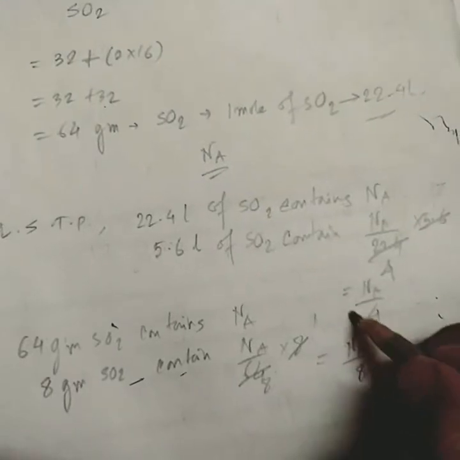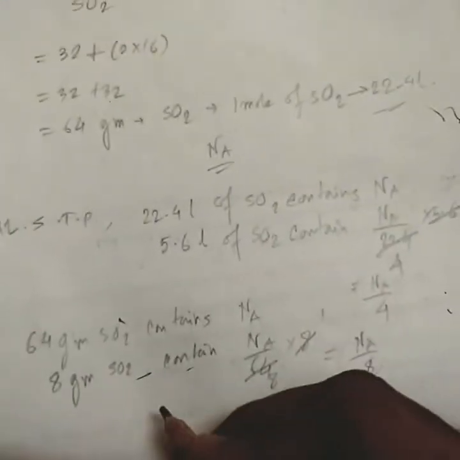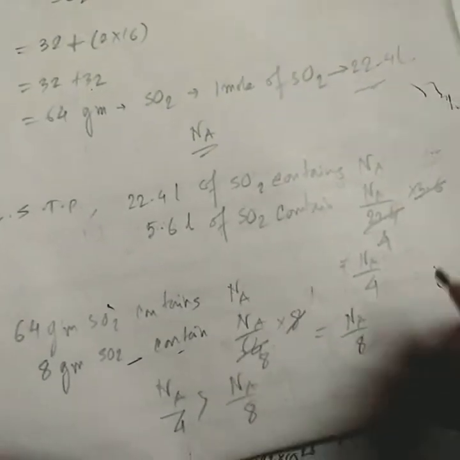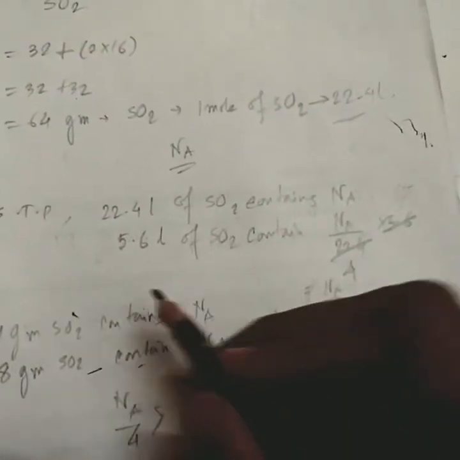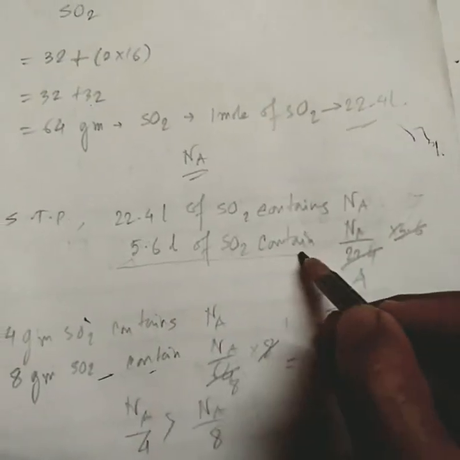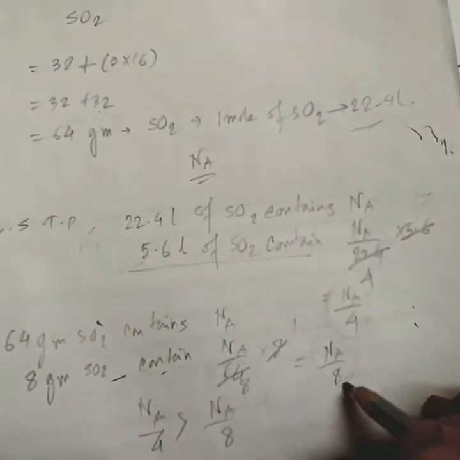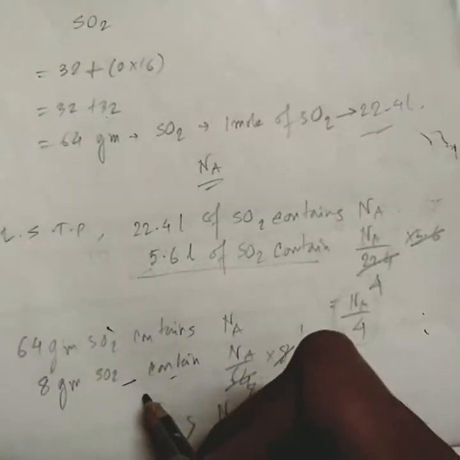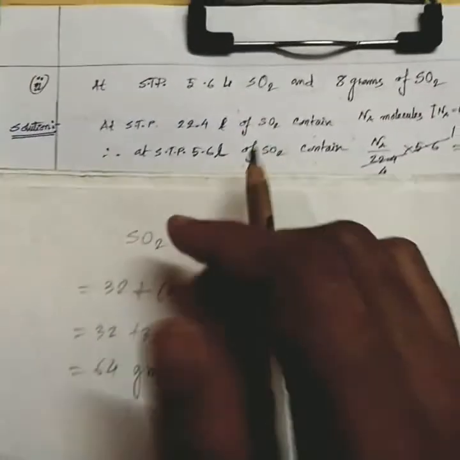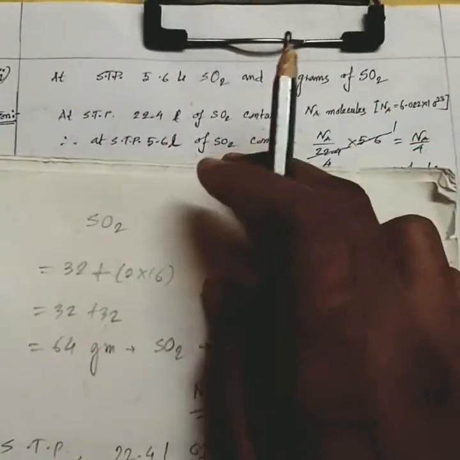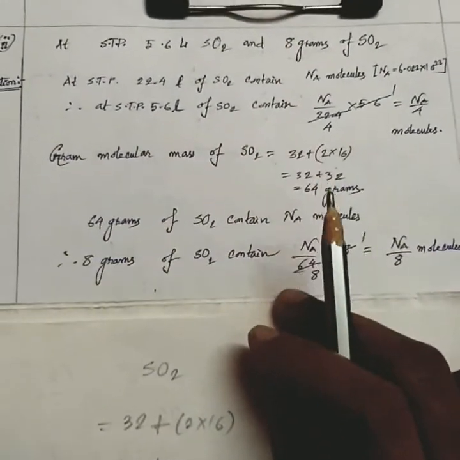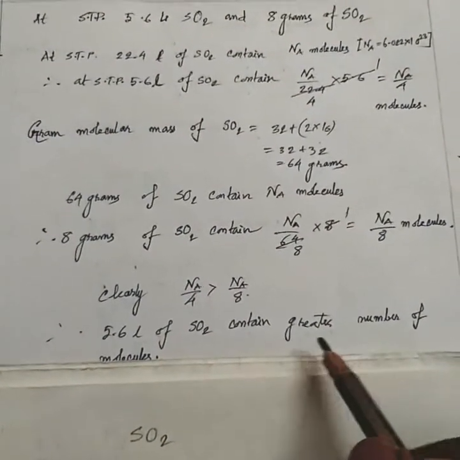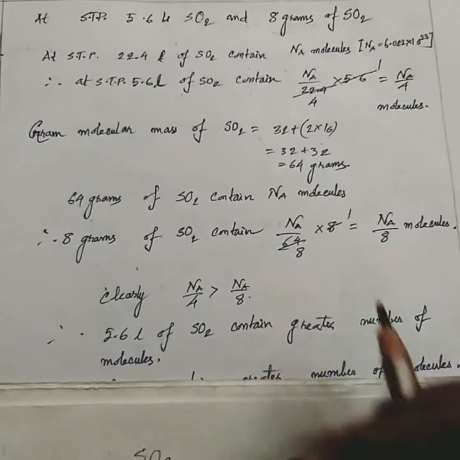Clearly, Na by 4 is a bigger number than Na by 8. So we can write Na by 4 is greater than Na by 8, since the number of molecules obtained in this case, that is 5.6 liter of sulfur dioxide, is more than the number of molecules that 8 grams of sulfur dioxide contains. So therefore, as the question was asked, in which of the cases sulfur dioxide contains more number of molecules, the answer will be 5.6 liter of sulfur dioxide contains greater number of molecules.